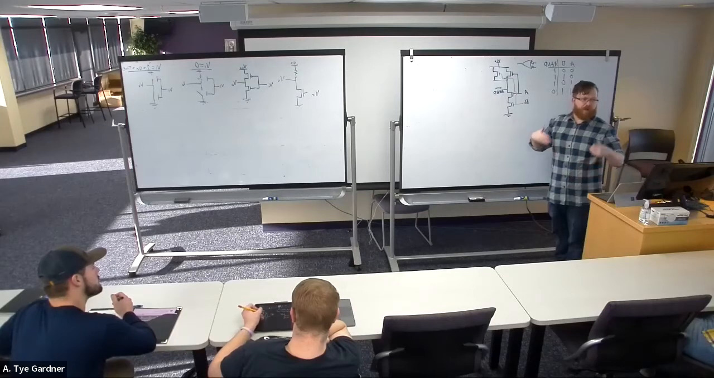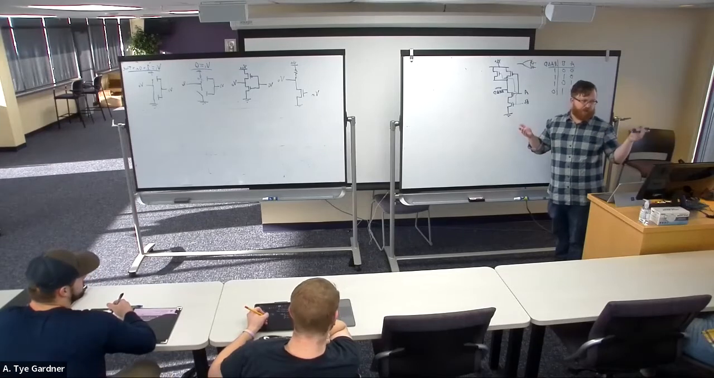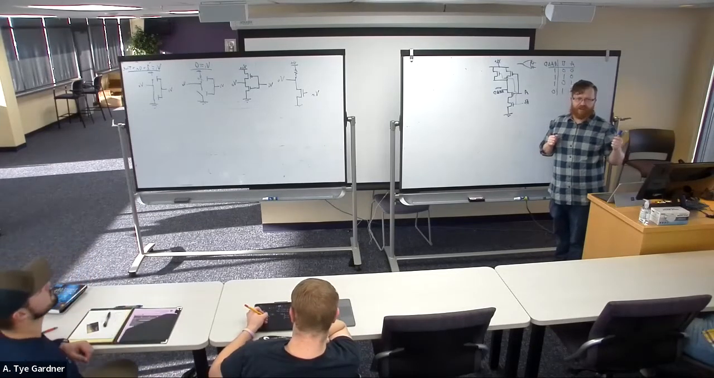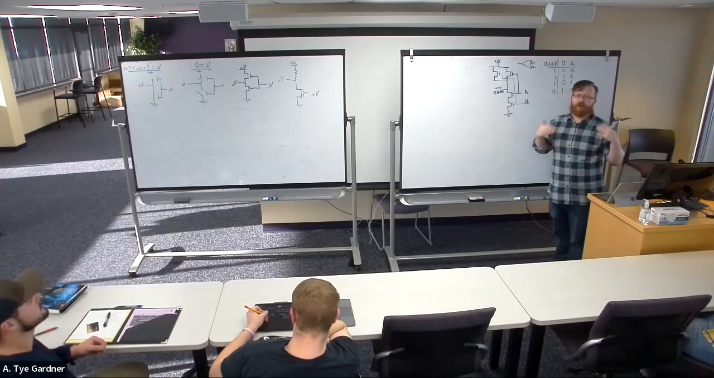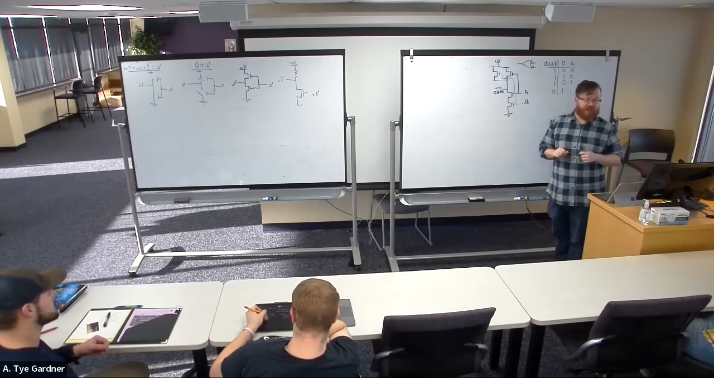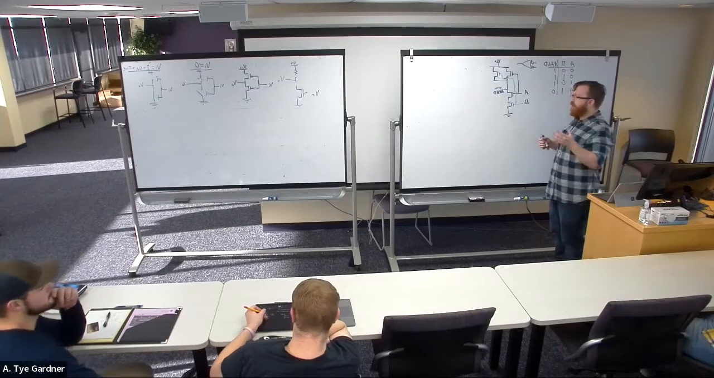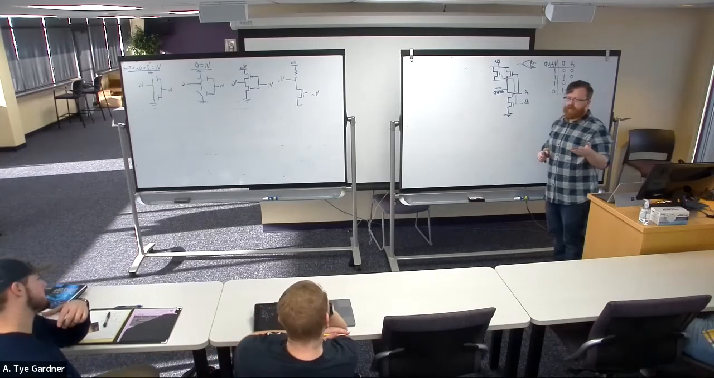Right? And if A and B are both 0, then we have two paths to VCC, two paths to 1. Doesn't really matter if two things connect that are the same voltage, everything's fine, right? If two things connect that are different voltages, I have a problem. So that's one of the things that I'm going to have you do, right?